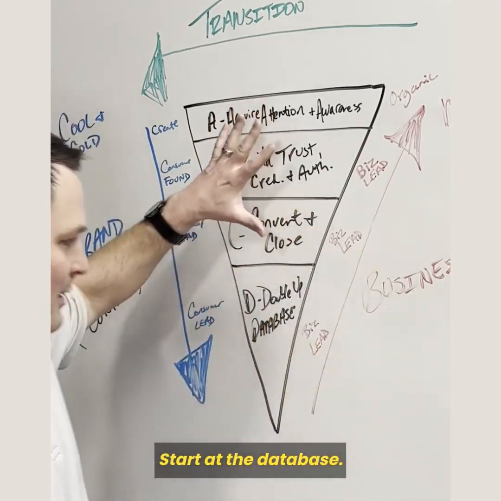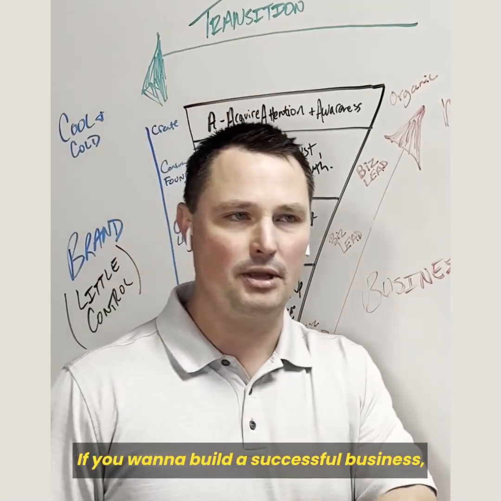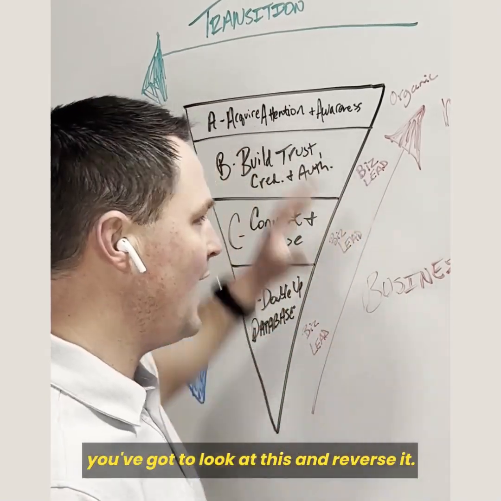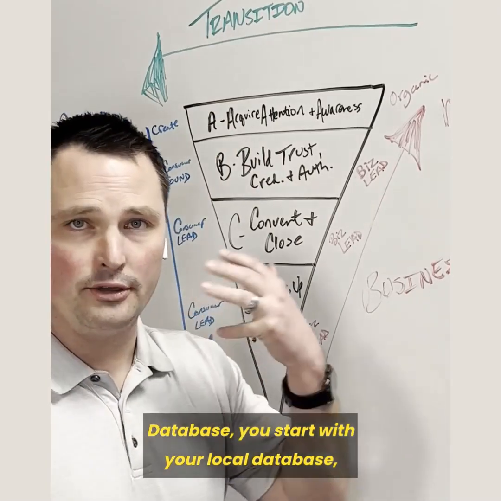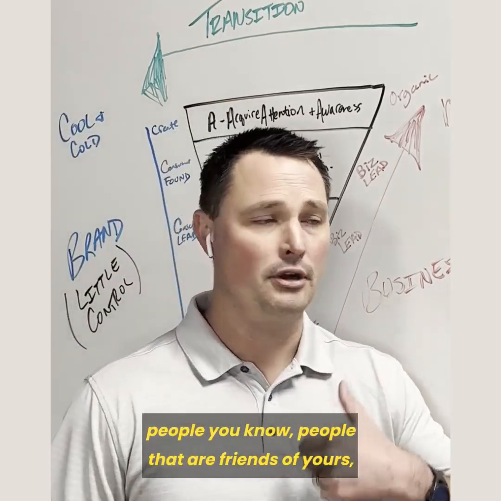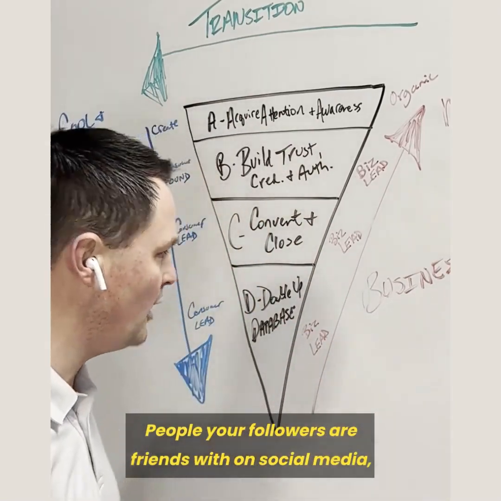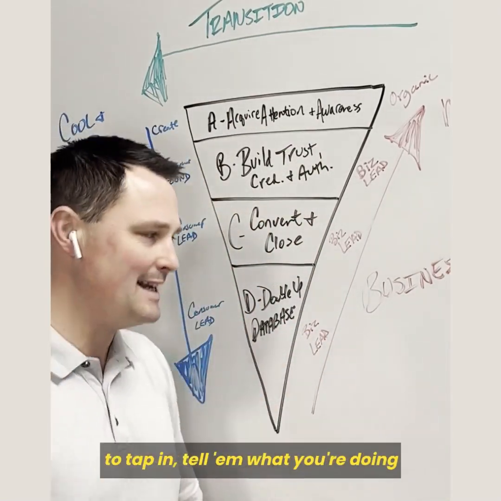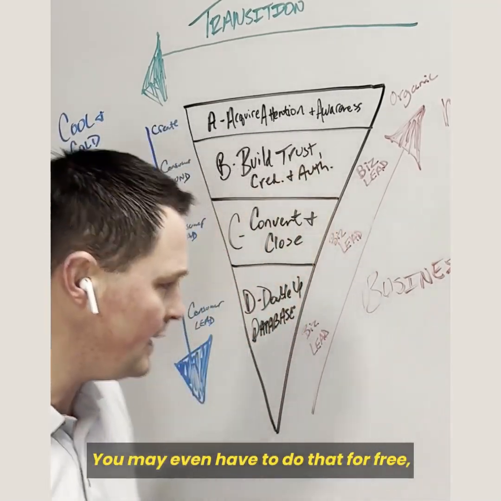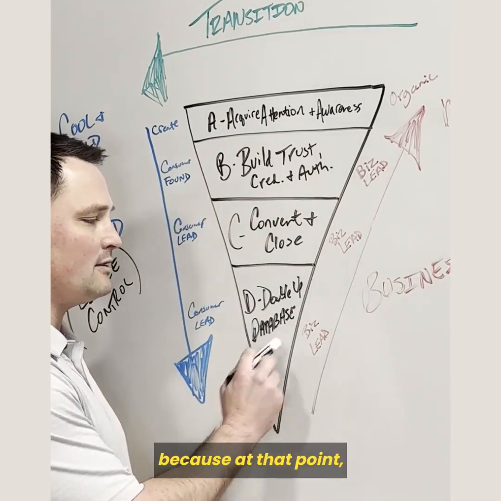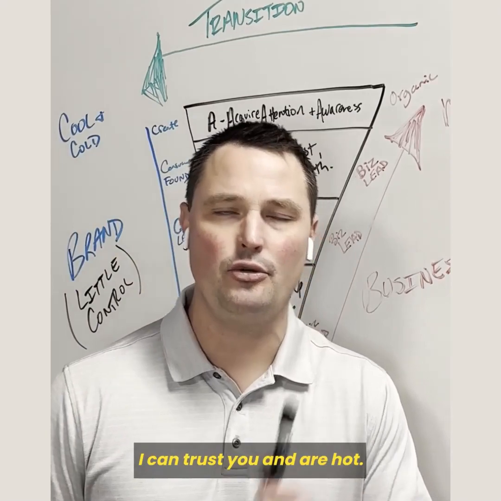Start at the database. So you reverse it. It's reversed. That's what we have to understand. If you want to build a successful business, you've got to look at this and reverse it. Database. You start with your local database. People you know, people that are friends of yours, people that are partners, tapping into that, people your followers are friends with on social media, to tap in, tell them what you're doing, and see if you can help them out. You may even have to do that for free, because at that point, you make them aware of what you're doing. These are people that most likely already know, like, and trust you and are hot.